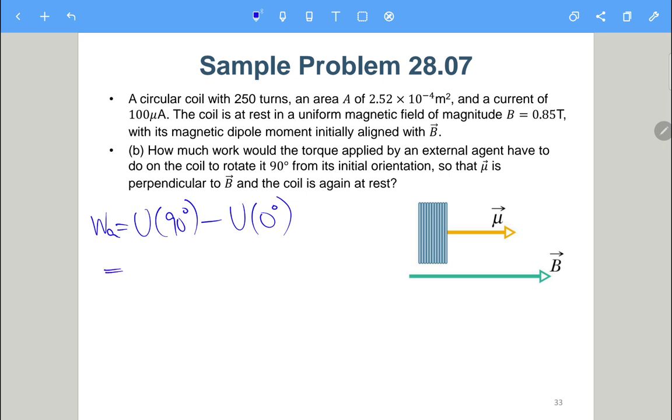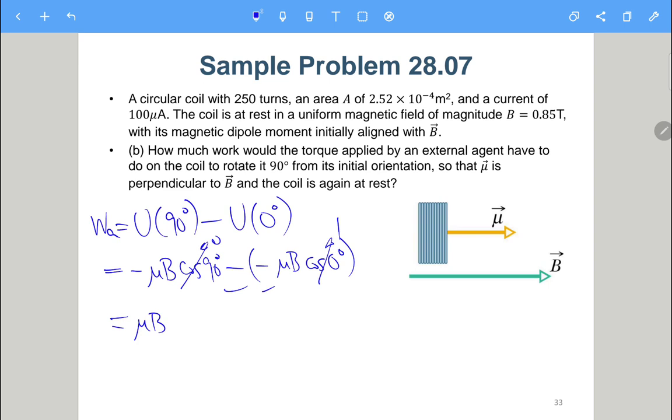Which is minus mu B cosine of 90 degrees minus negative mu B cosine of 0 degrees. Cosine 90 degrees is nothing but 0, and this is 1. So negative, negative, we have positive mu B, which is nothing but N I A B.